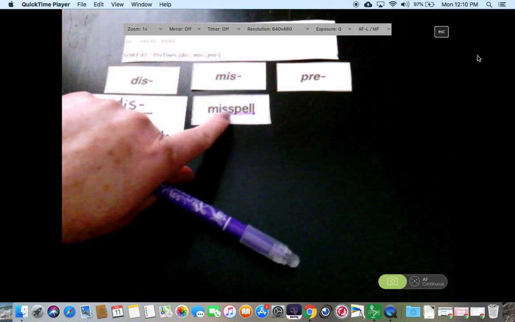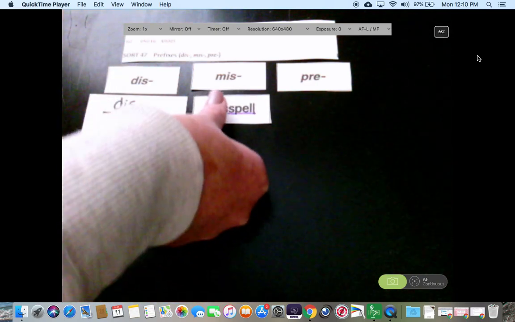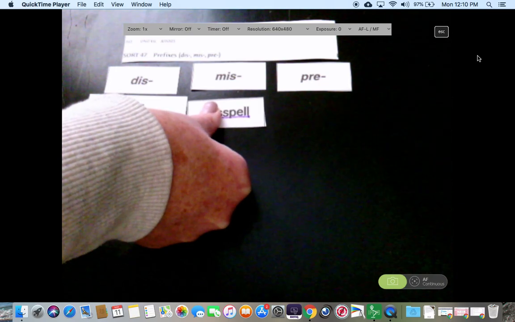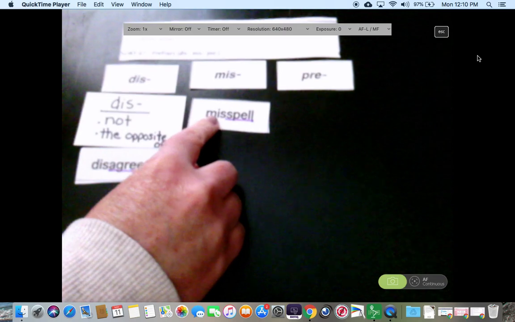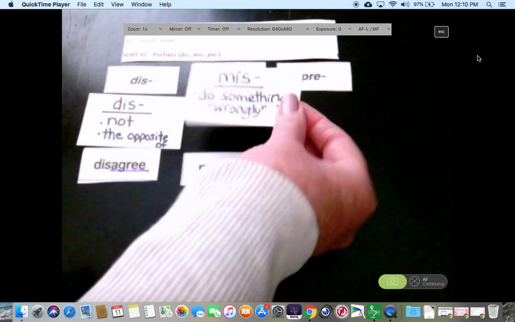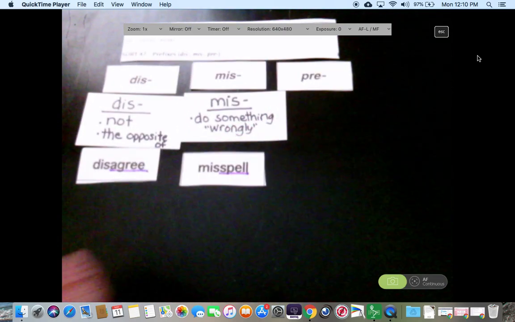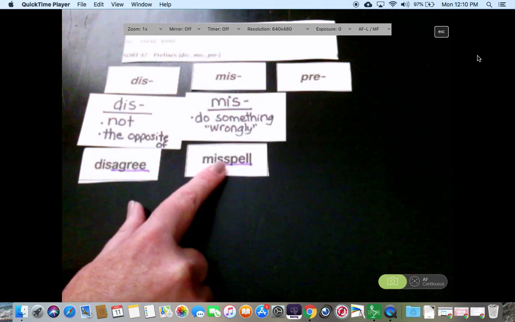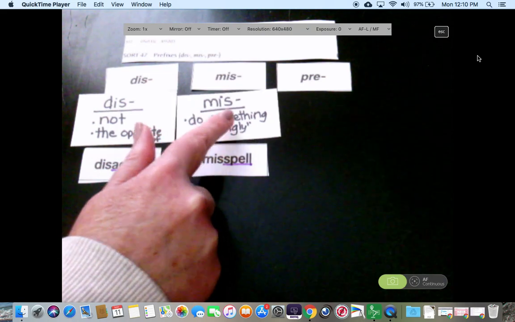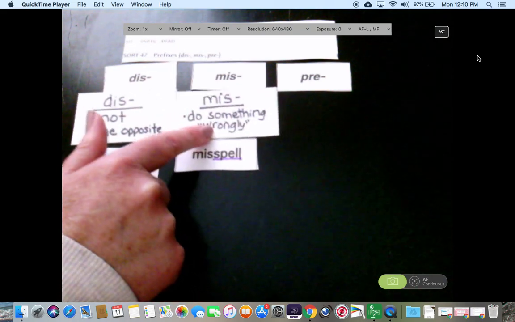So when you see the prefix mis, M-I-S, in front of a word, you think about what the base word means. The base word means to spell a word. So misspell, the prefix mis means to do something wrongly or to get it wrong. So misspell means to spell the word incorrectly or to spell the word wrongly. Okay.